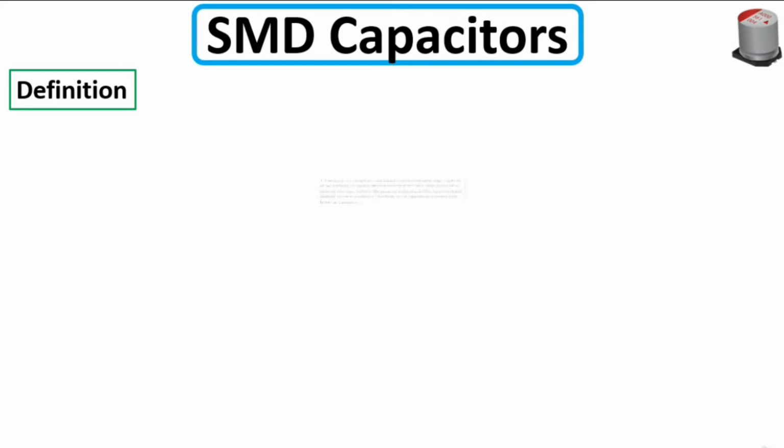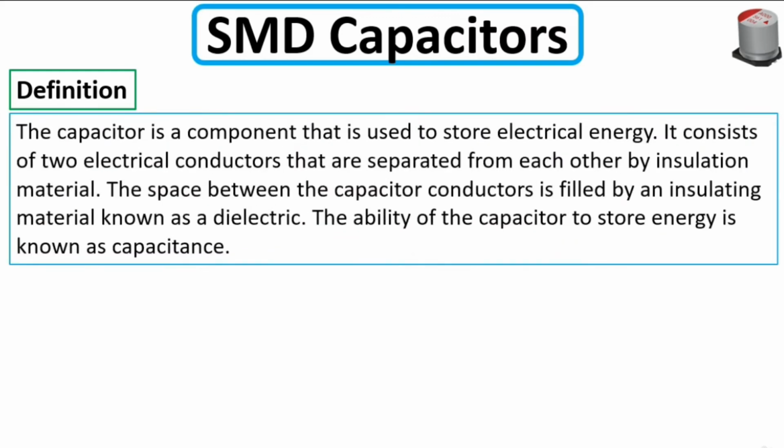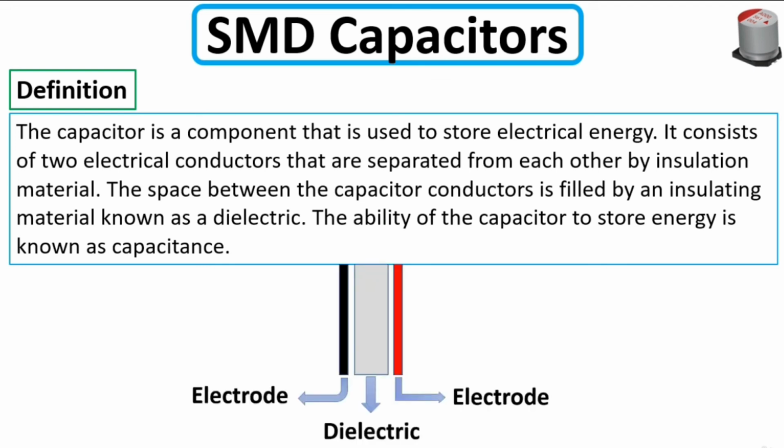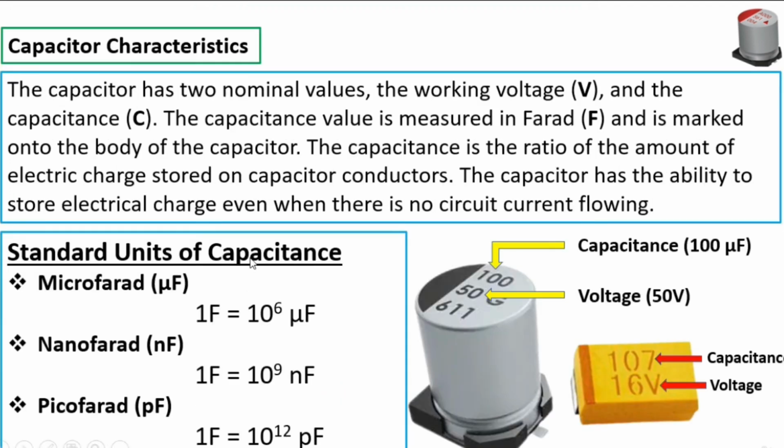SMD capacitors play a pivotal role in electronics. They consist of two conductors separated by a dielectric material, which effectively stores electrical energy. This ability to store charge is referred to as capacitance. Capacitance is quantified in farads, with common subdivisions such as microfarads, nanofarads, and picofarads. These units are crucial for categorizing the storage capacities of various capacitors.